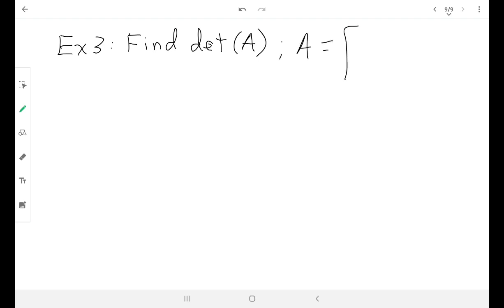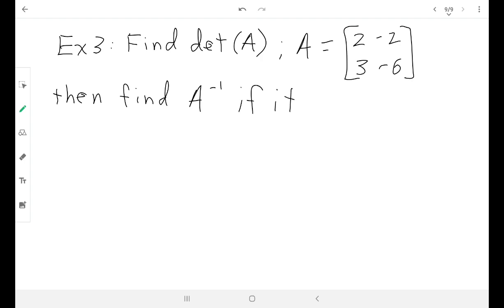So let's do our last example here, example 3. We are going to find the determinant of a matrix A that I'm going to give you. A is going to be the matrix 2, -2, 3, -6. Then find A inverse if it exists. So the first thing that we got to do is find the determinant of A.